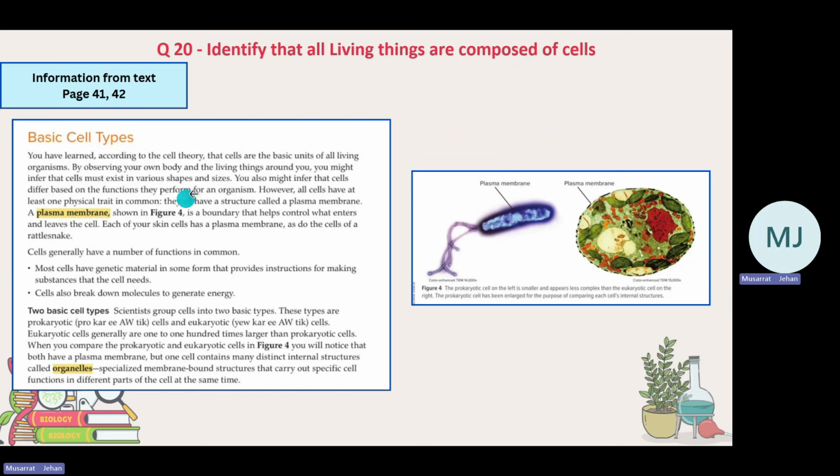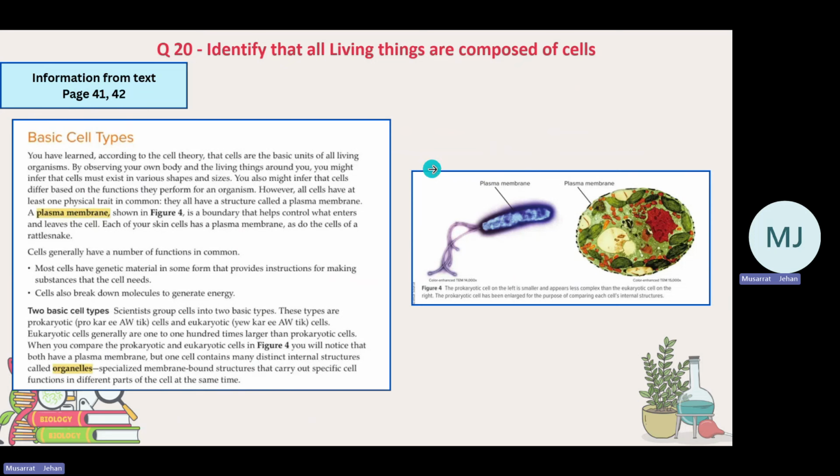By observing your own body and the living things around you, you might infer that cells must exist. They can be in different shapes and sizes. You also know that the shape and size depend on the function they are doing. But there is one physical trait that is common in all cells, and that is the presence of plasma membrane.